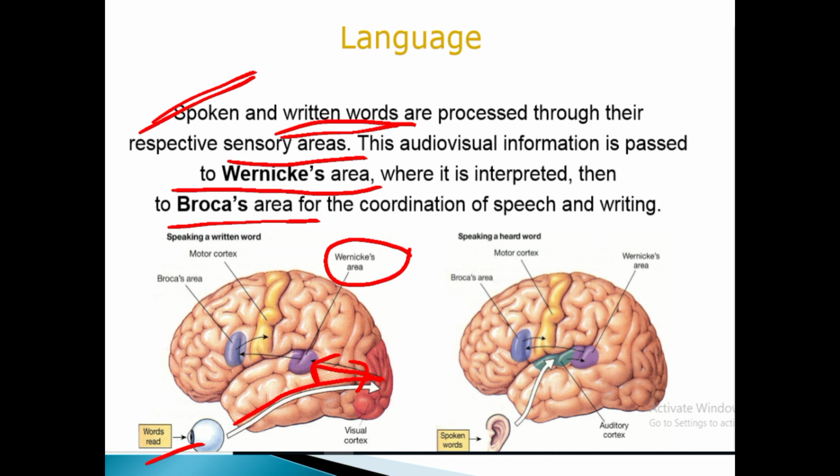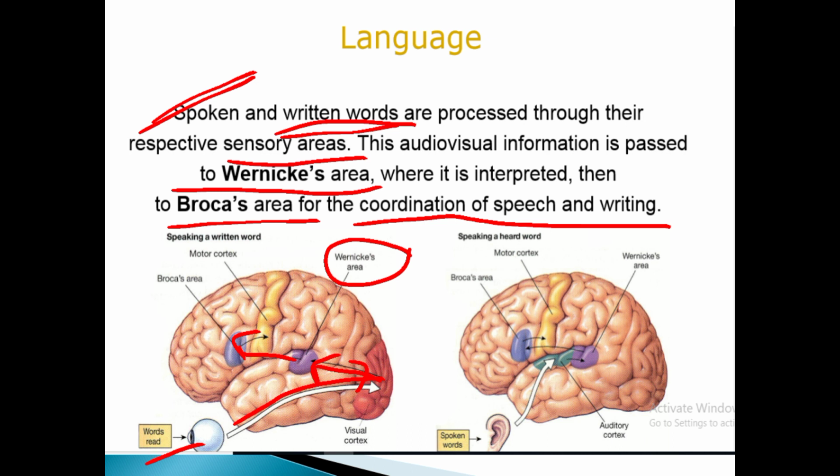Then from Wernicke's area, it goes to Broca's area for speech. It goes to Broca's area for the coordination of speech and writing. So this is how language is developing.